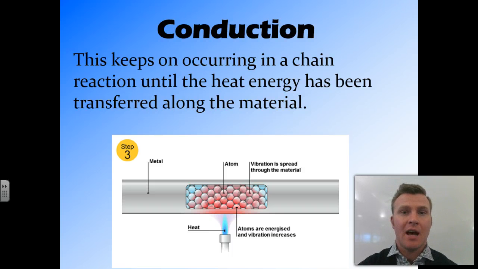Different solids have different amounts of conduction. Metal is very good at conducting heat, which is why we use metal for things like saucepans, while plastics and rubbers aren't very good at conducting heat, and that's why we use plastics and rubbers for things like saucepan handles, because we don't want the heat to go from the saucepan into our hand and burn us.